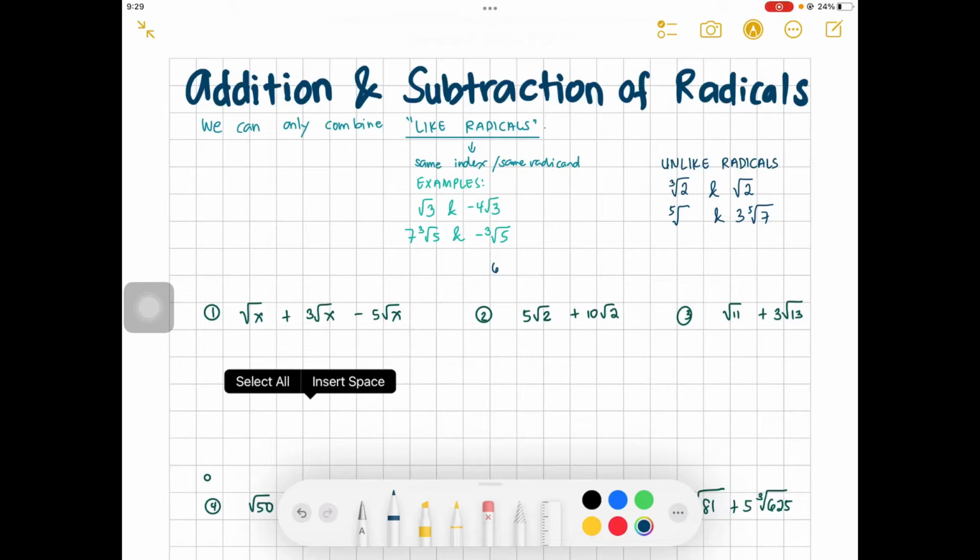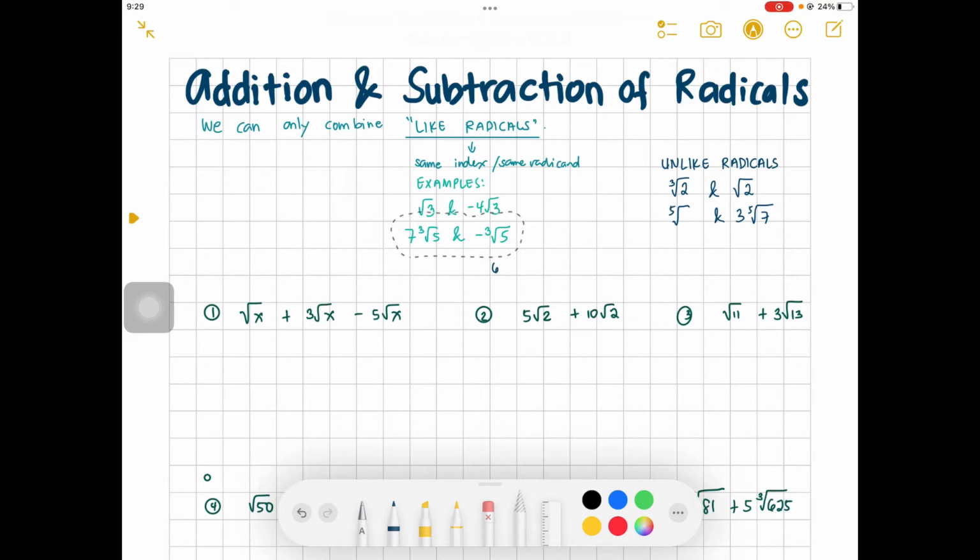How do we add and subtract radicals? The rule is, we can only combine like radicals. Like radicals are radicals with the same index and the same radicand. For example, square root of 3 and negative 4 square root of 3. So they have the same index, the same radicand.